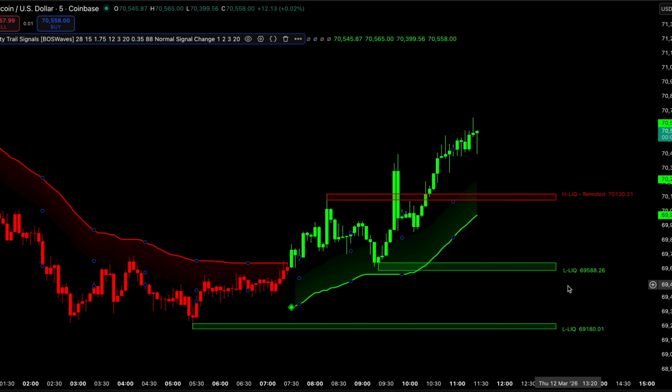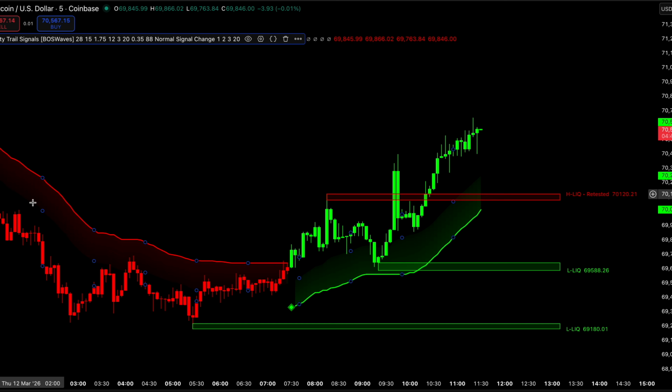Now let's jump into the chart and break this down. So as you can see, we're on the 5-minute Bitcoin chart. And the foundation of this indicator is this trailing line, as you see here. This trailing line is a dynamic trail that follows price using a volatility adjusted calculation, which means it isn't applying the same fixed distance to every market condition.